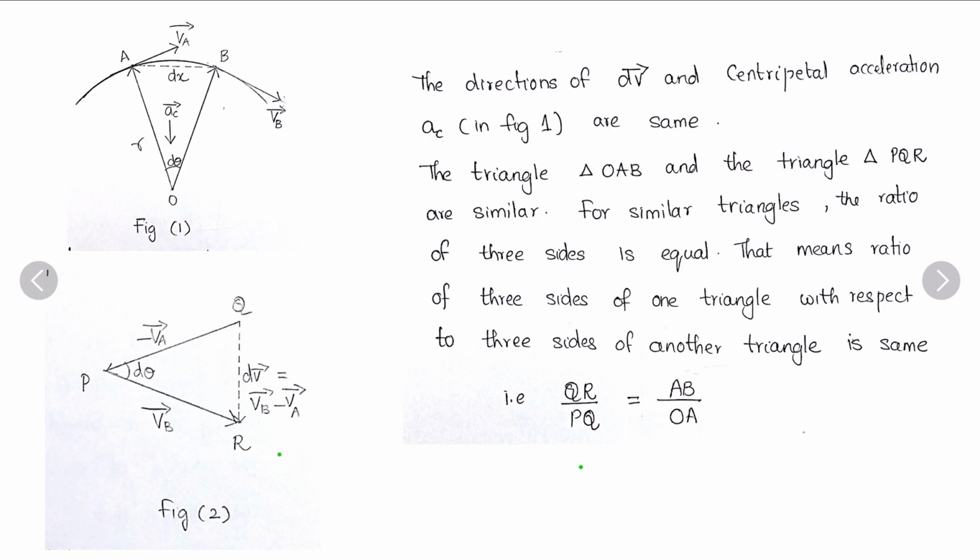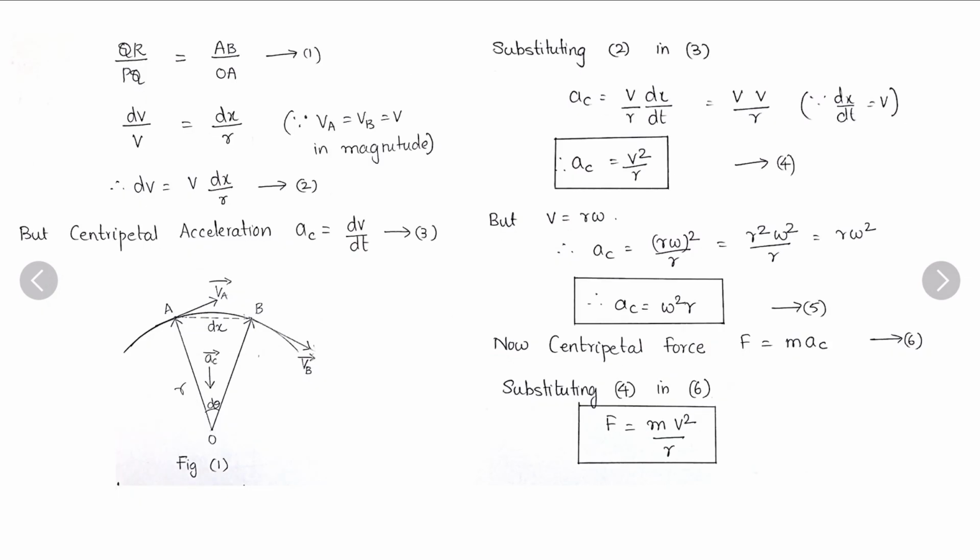QR means DV. PQ means minus VA, anything with magnitude VA. Again, AB is DX and OA is R. So DV by VA is equal to DX by R.